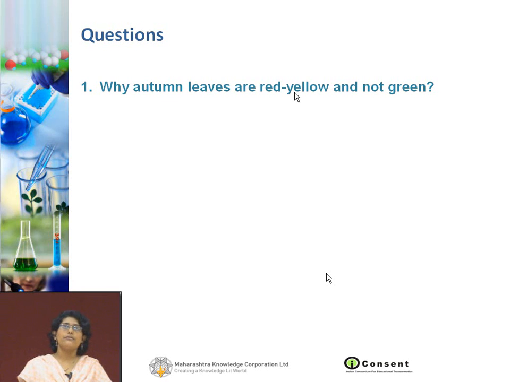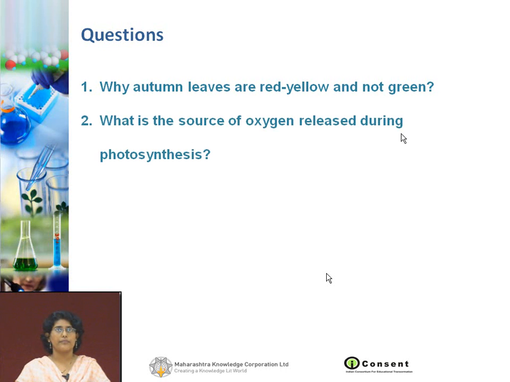So the leaf color turns from green to red yellow color and finally the leaves fall down. That's why autumn leaves are red yellow in color and not the green one.